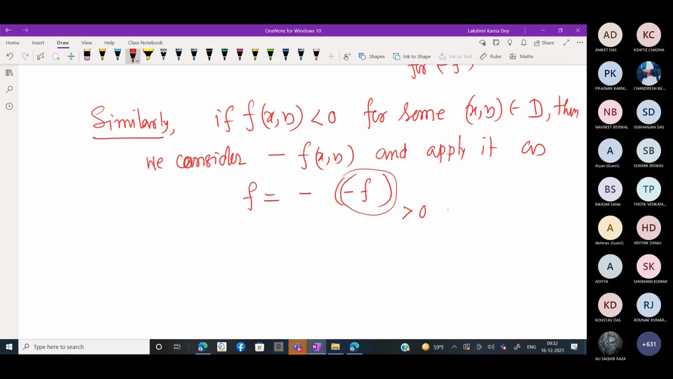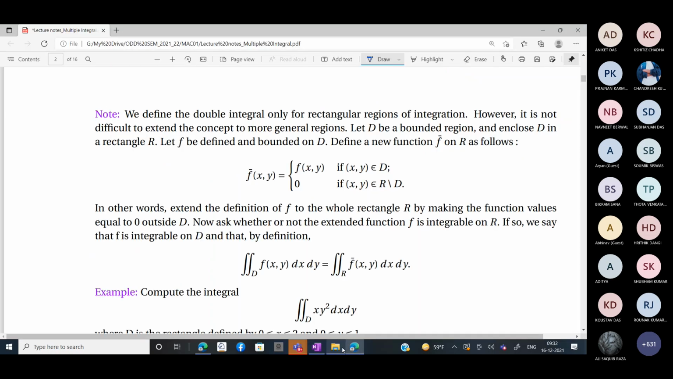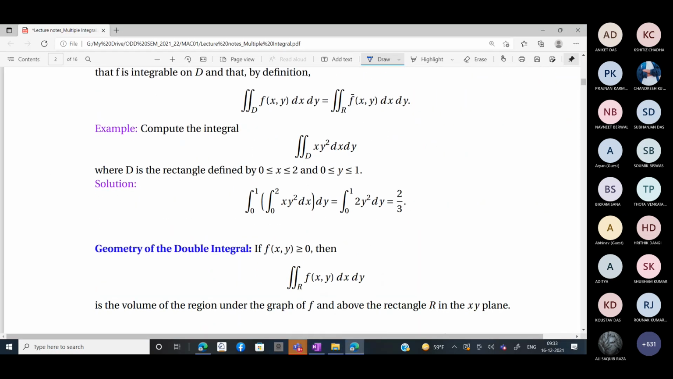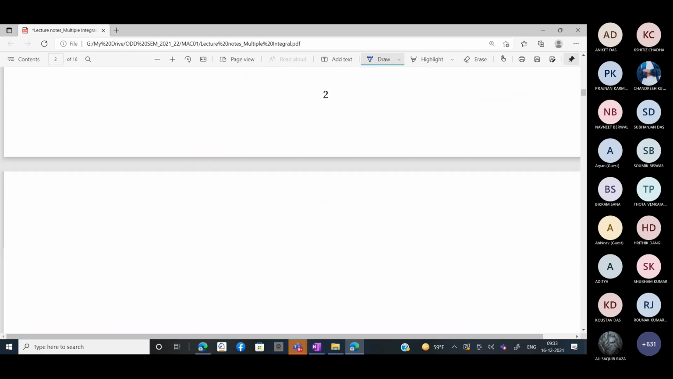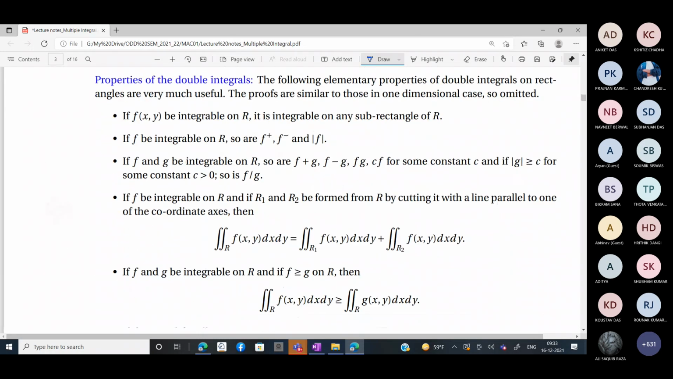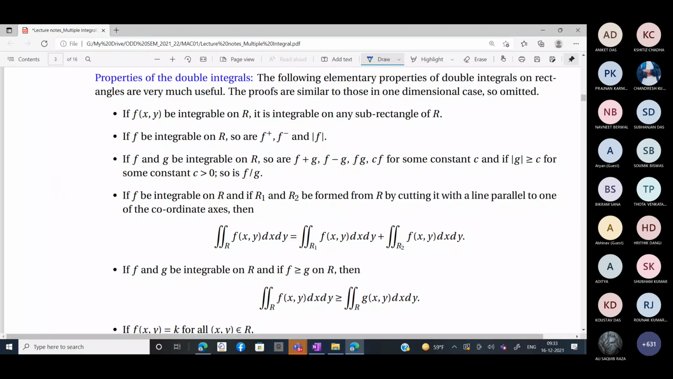Next, I would like to write certain properties. It is better to just show the properties, because otherwise it may take a little more time. The following elementary properties of double integral on rectangles are very much useful. The proofs are similar to those in the one-dimensional case, so they are omitted, because the proofs are basically parallel to the one-dimensional case, which all of you know.